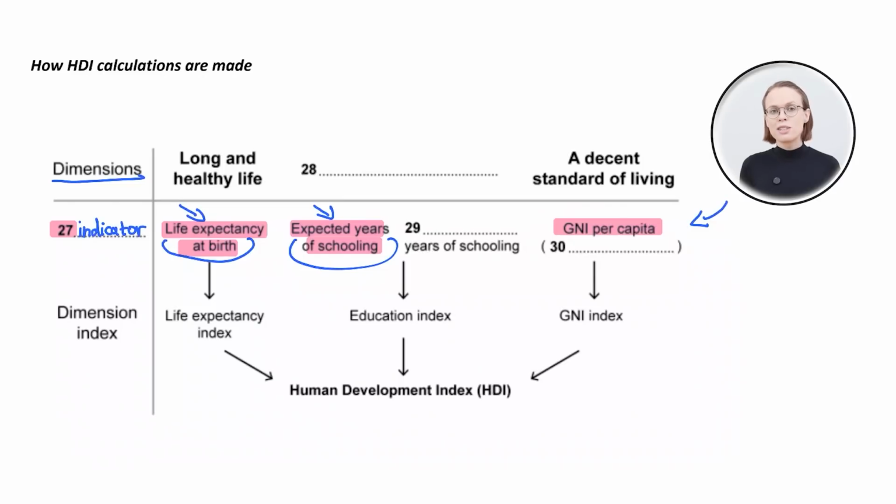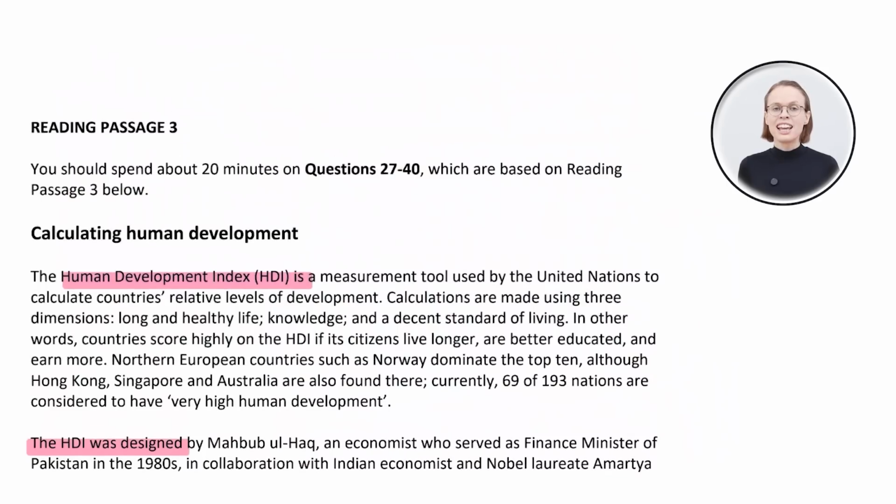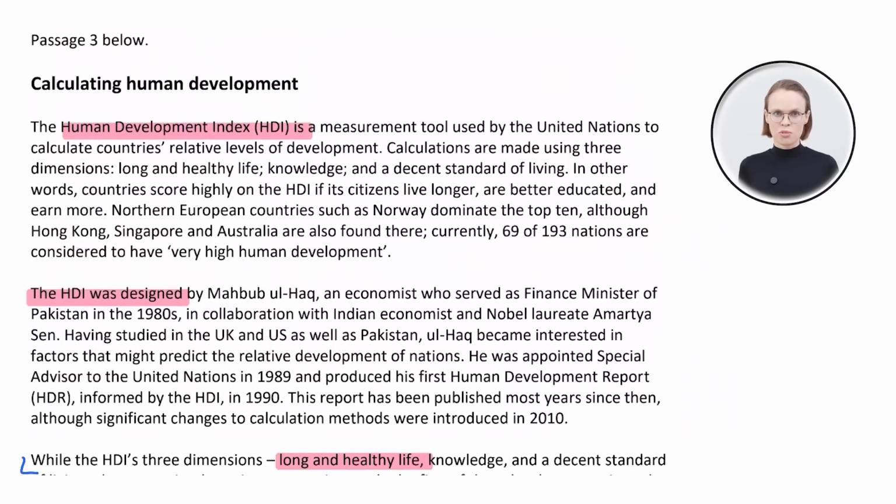Let's continue with question number 28. This is the gap here. What is question 28 about? What does it refer to? Let's take a look at the context, so the words in front of and behind the gap. Here it says long and healthy life, and here it says a decent standard of living. So we are looking for these words in the passage. Where can we find long and healthy life and a decent standard of living?